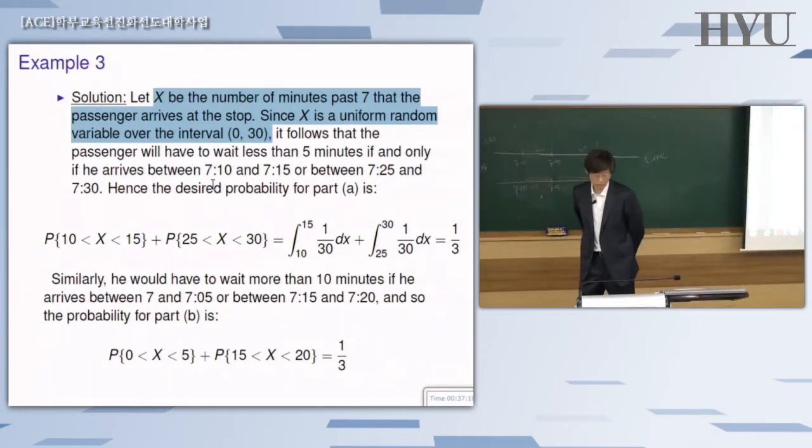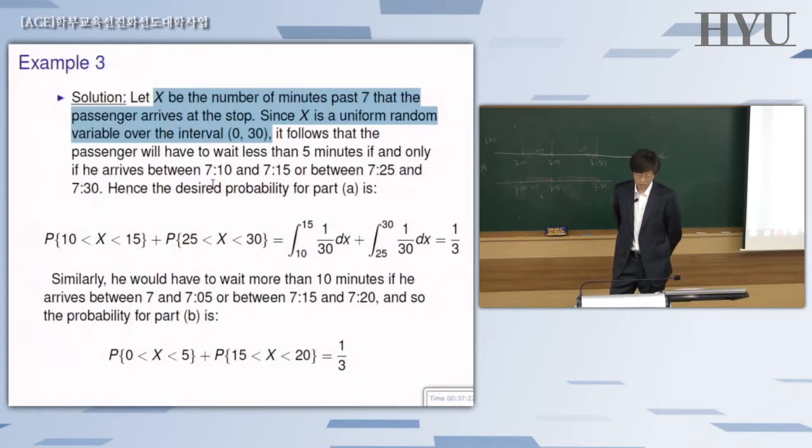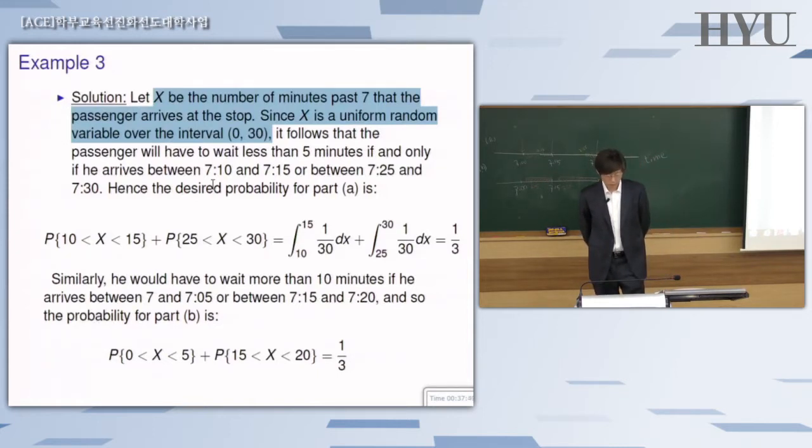Setting up the x such that that's the number of minutes past 7 a.m., and then you're supposed to get the bus. Specifying these two events, having to wait less than 5 minutes or more than 10 minutes. So relate this one to this given distribution of uniform between 0 and 30, and figure out each corresponding probability. 3 examples.